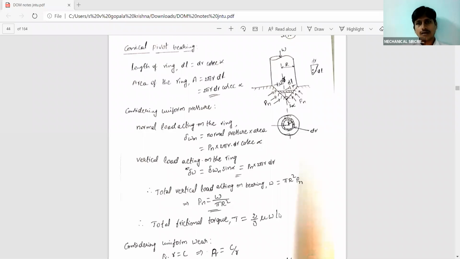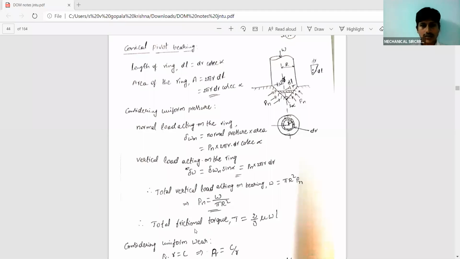Here all of you observe that L means R cosecant alpha. So that is also the mu W R L. L represents R cosecant alpha. Similarly, take that L is R cosecant alpha, 2/3 mu W R.